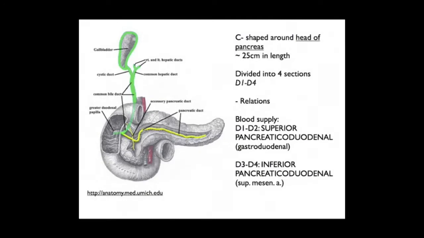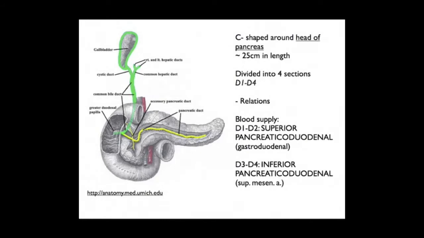D3 is the horizontal bit as it comes down around the head of the pancreas. It then goes horizontal again. And then finally D4, which is where it goes up, as you can see in the picture. And then at the duodenojejunal junction comes the jejunum.